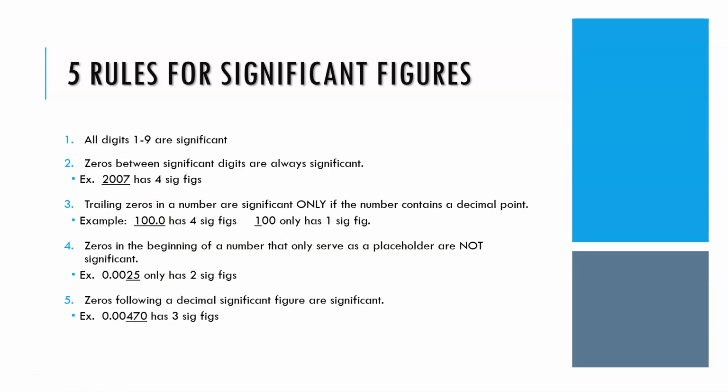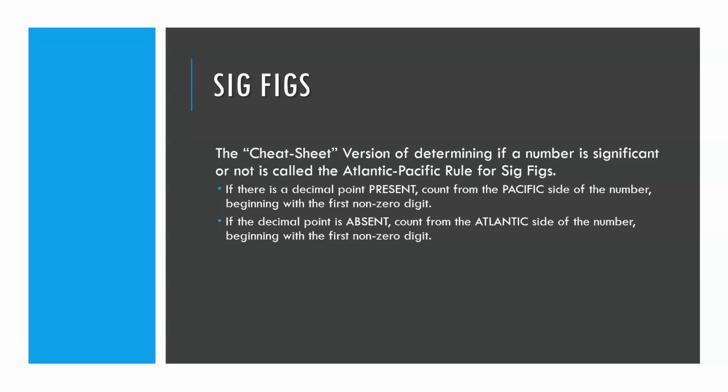Now, I personally just kind of have these rules memorized. I go through them in my head. This is how I know how to do sig figs. However, there's another way that I also like to teach sig figs that helps a lot of students. I call it the cheat sheet version, and I also call it the Atlantic Pacific rule. It helps you determine whether numbers are significant or not by imagining the United States. So you know what the United States looks like.